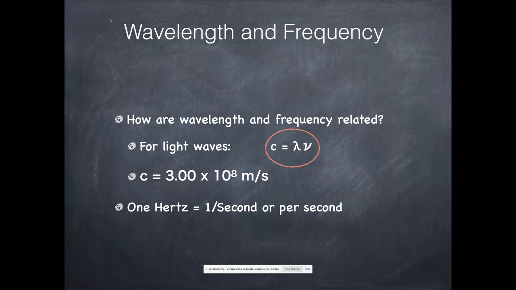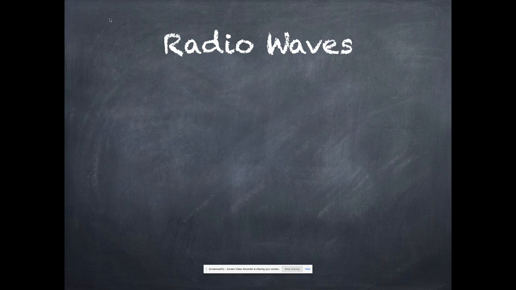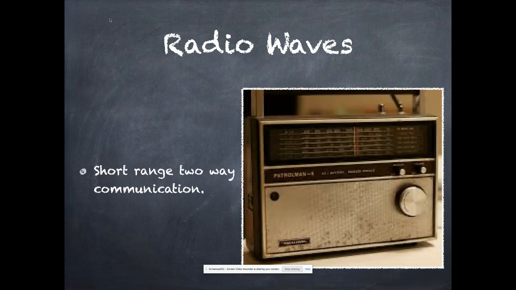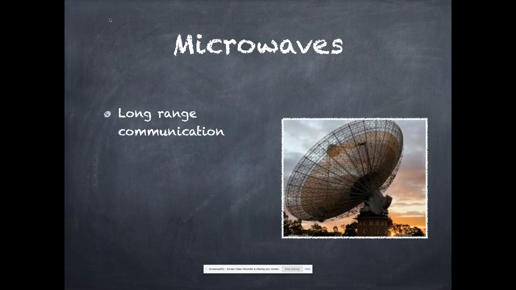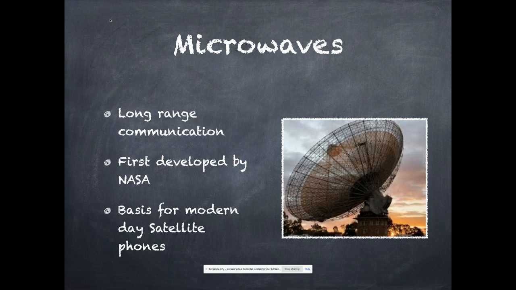Pause as necessary. So, radio waves, we should talk about them. We're starting a new page here in the outline. Radio waves are low energy, okay, good for short range two-way communication, go a few hundred miles, but you can't send signals to the moon and back. And because of that, microwave communication was developed by NASA in the late 50s, early 60s. It's good for long-range communication, okay? It's also the basis of modern satellite phones.